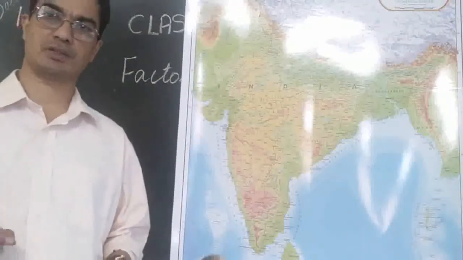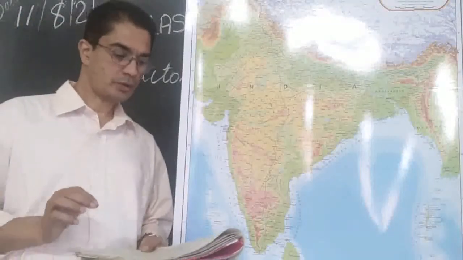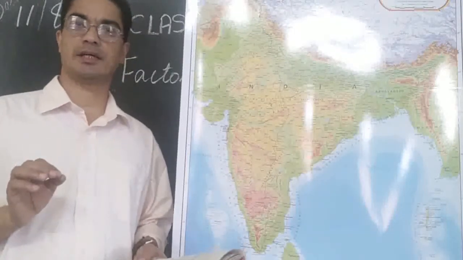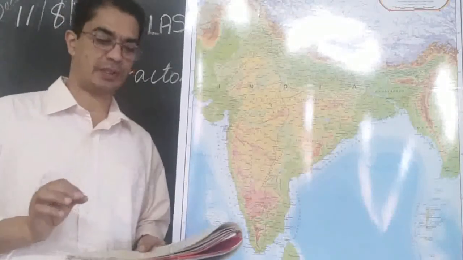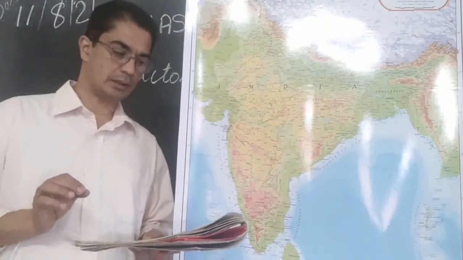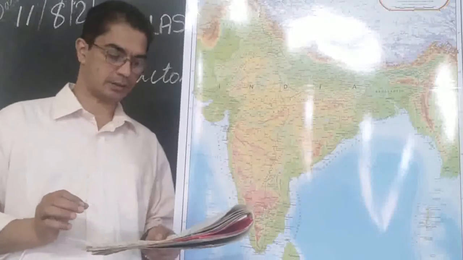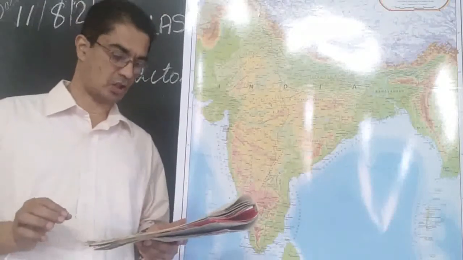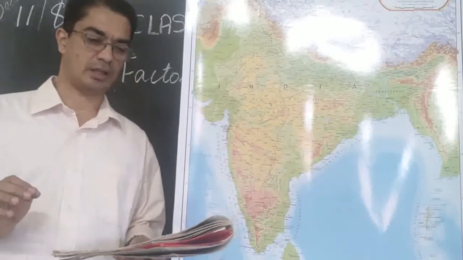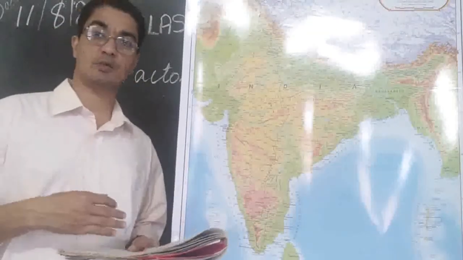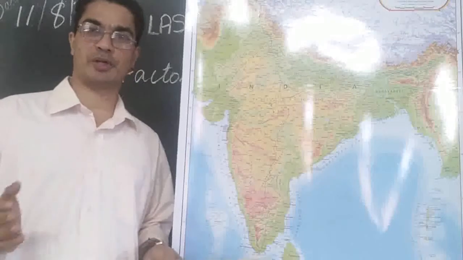And in the last class we saw about the climatic controls. Six factors that control the climate of India, like latitude, altitude, pressure and wind, distance from the sea, ocean currents, and relief features. All these we saw. So today we shall see them one by one in an elaborate way.